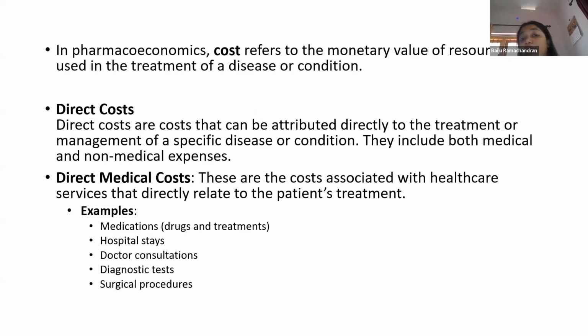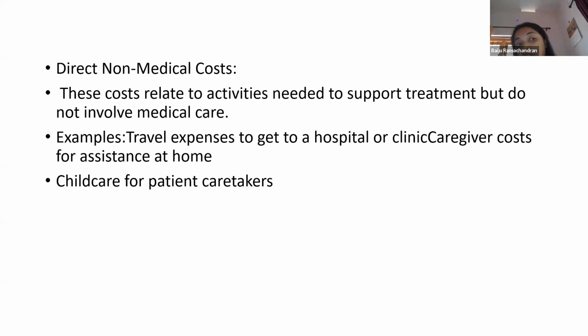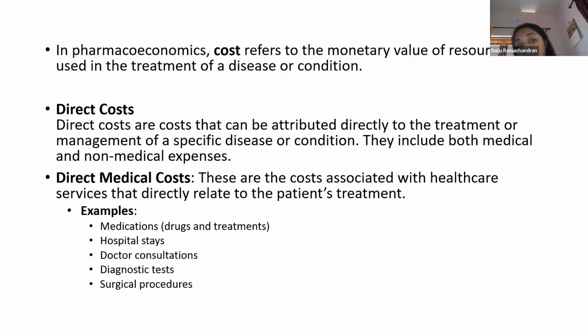In pharmacoeconomics, what do we mean by cost? Cost refers to the monetary value of a resource, the amount of money that we are spending. That is simply what is meant by cost. There are different kinds of cost: direct cost, indirect cost, and intangible cost. We will go through them one by one. Direct cost means the cost that is attributed directly to the treatment.